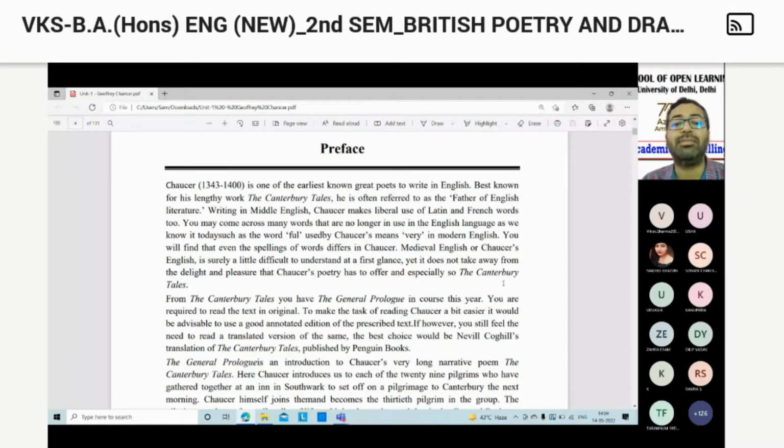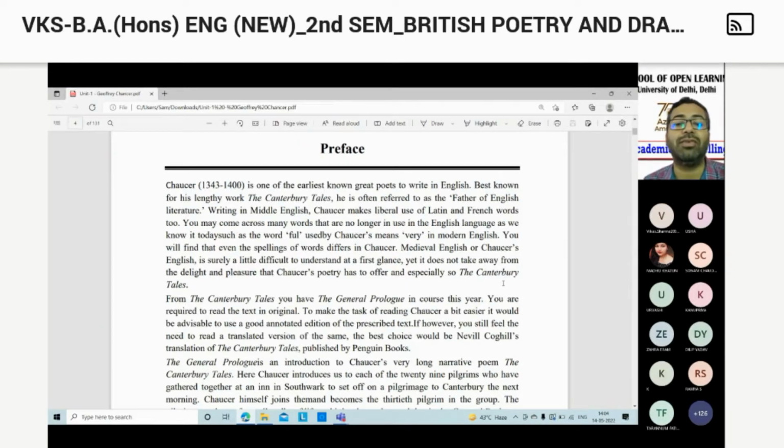Writing in Middle English, Chaucer makes liberal use of Latin and French words too. So he was a great scholar. He knew English, he knew Latin, he knew French, and he could speak Italian as well. So within his work, you'll see use of Latin words, French words, and Italian words, and it makes it different from the kind of English we read today.